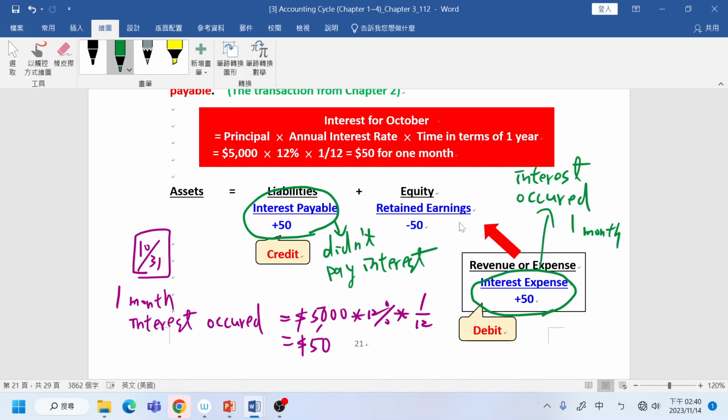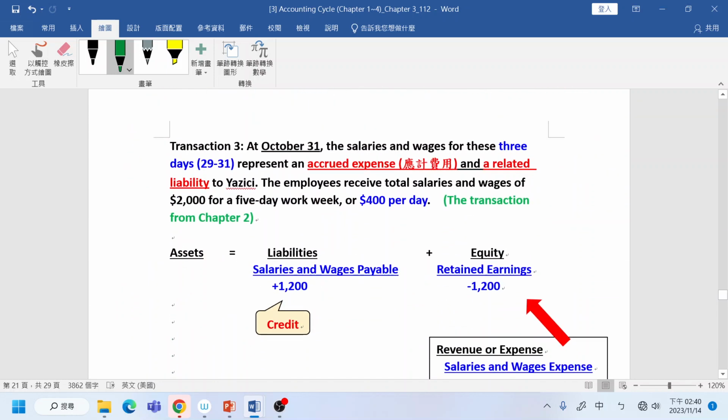Any questions for transaction 2? Then, how about transaction 3? Transaction 3, what happened? Accrued expenses happened already, right? Your expenses happened already for what? For your employees. So here I told you salaries and wages happened for 3 days.